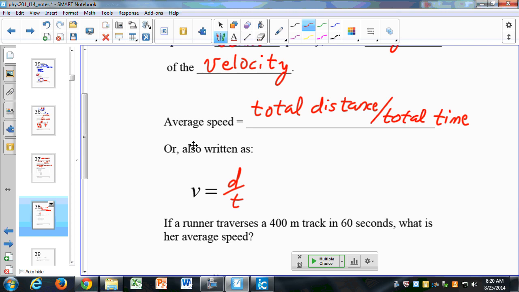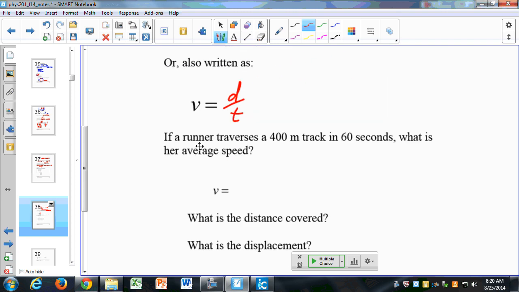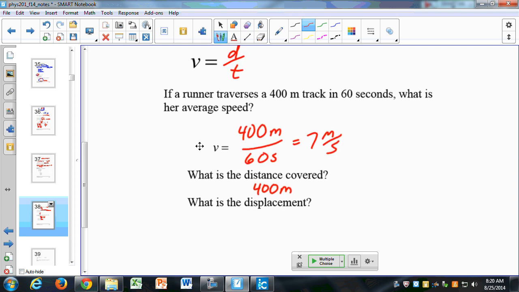400 meters, right? It's not this whole business with final minus initial. And so our average speed would just be 400 meters divided by 60 seconds. And so that's 7 meters per second, roughly. And the distance covered here would be 400 meters. But the displacement around this 400-meter track would be what? 0. Right, because it's a circle and my initial and final positions are the same.